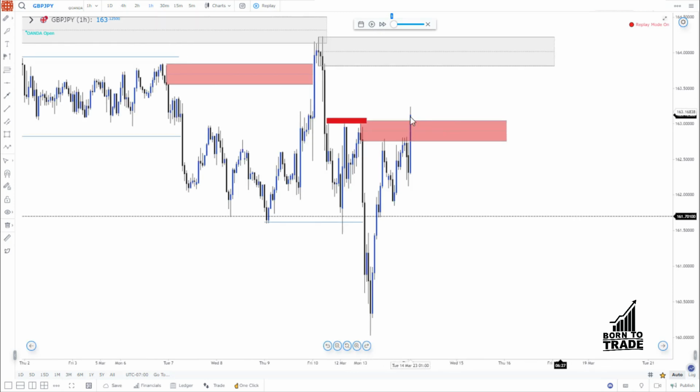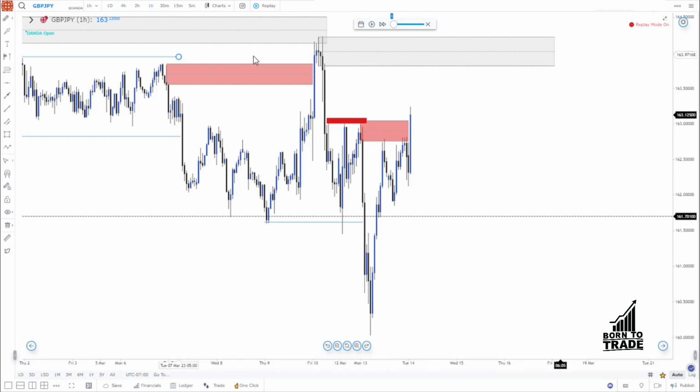price blast through that zone. The zone has failed because it's a liquidity zone and not a good zone to trade from. Okay, not a good zone to trade from. So this one right here is actually a good zone. Why is it a good zone?